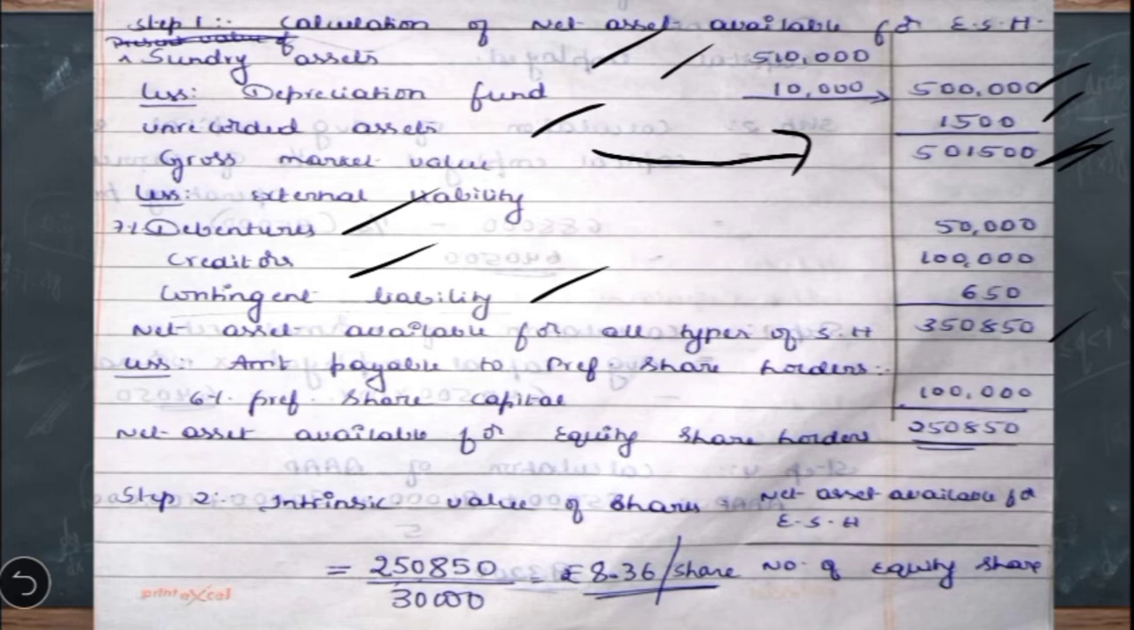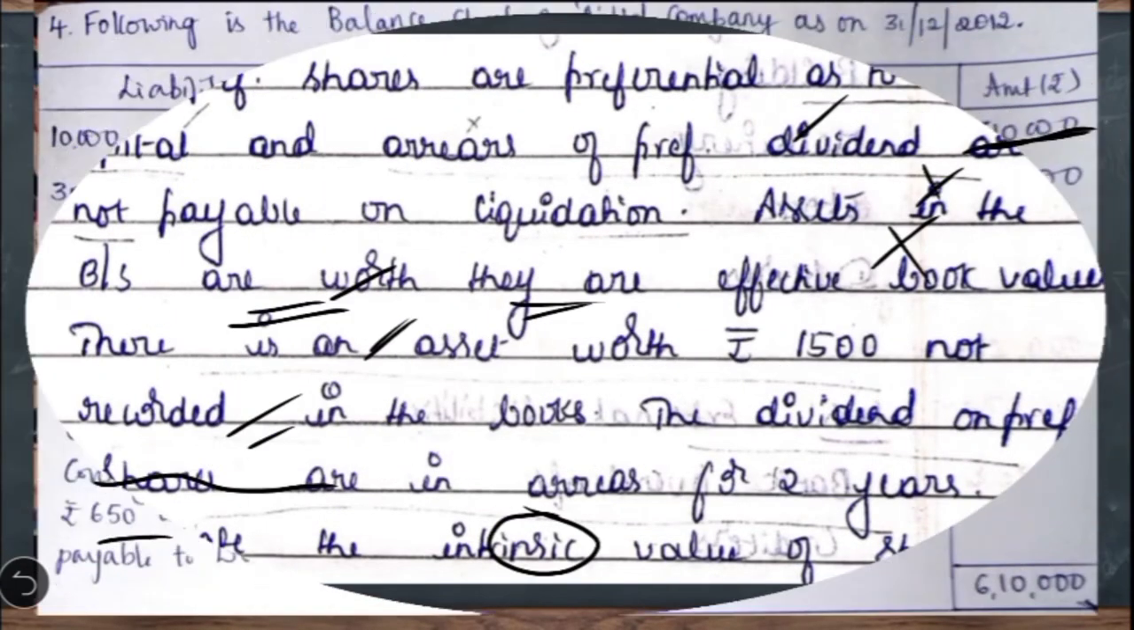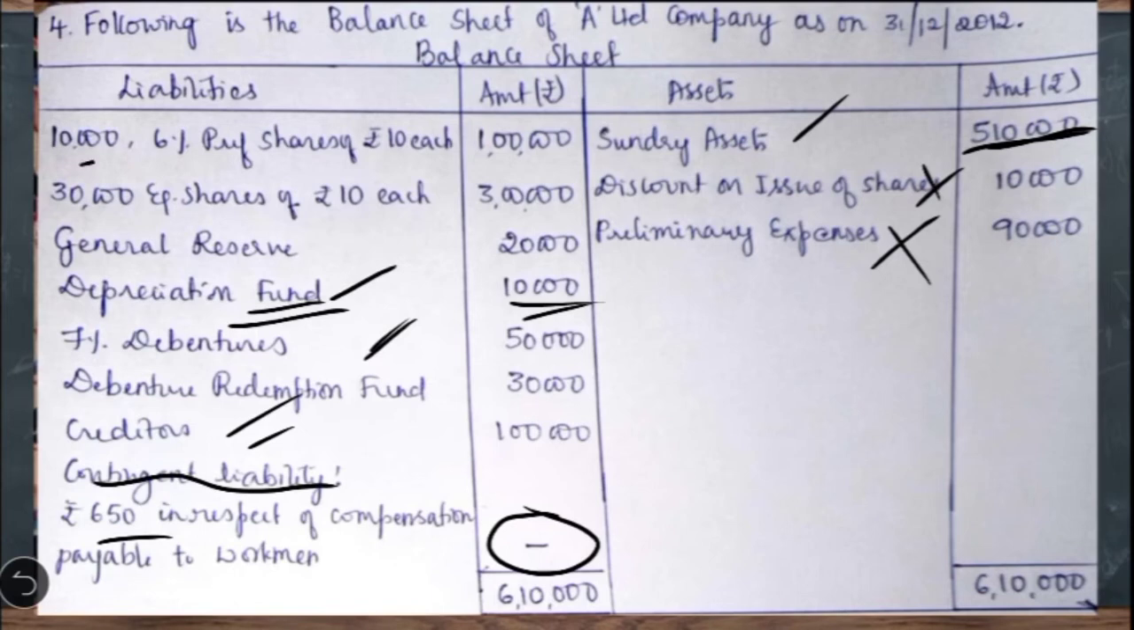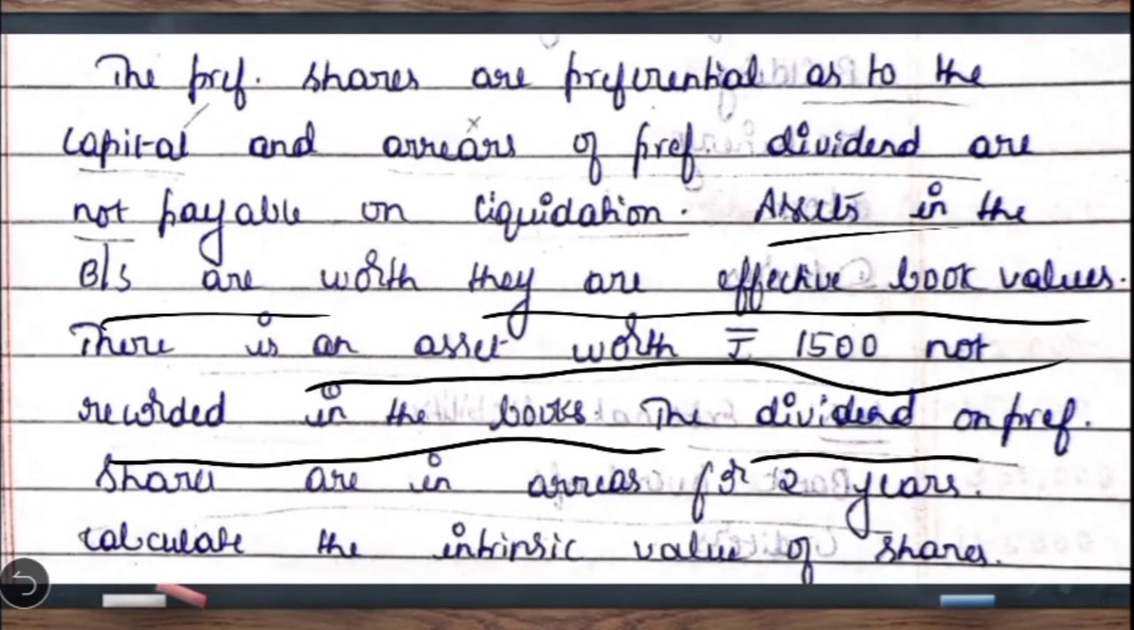Here, when I say amount payable to the preference shareholders, there will be normally two items. The first one is their capital and the second one is arrears of preference dividend. So let's see what is their capital. Here we find 10,000 6% preference shares of rupees 10 each, 1 lakh. So this capital has to be returned to them. Then they have given the information that the dividend on preference shares are in arrears for 2 years.